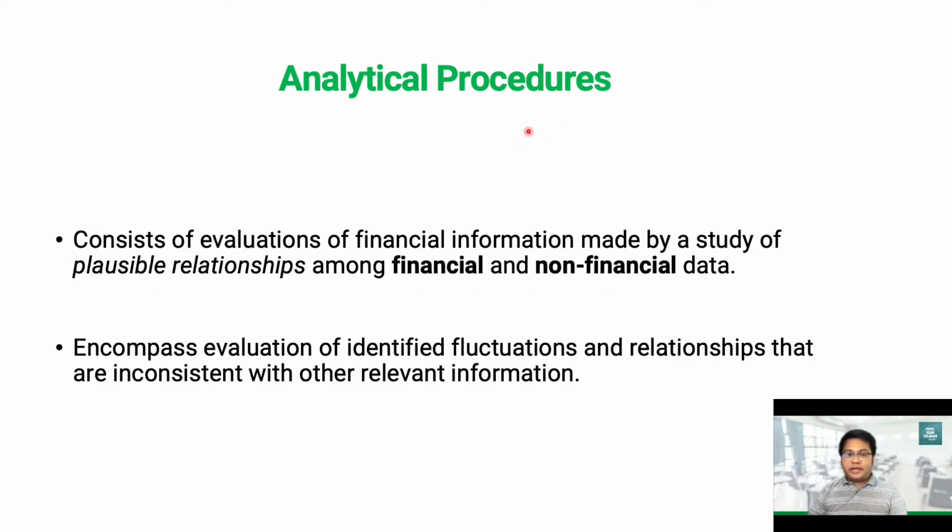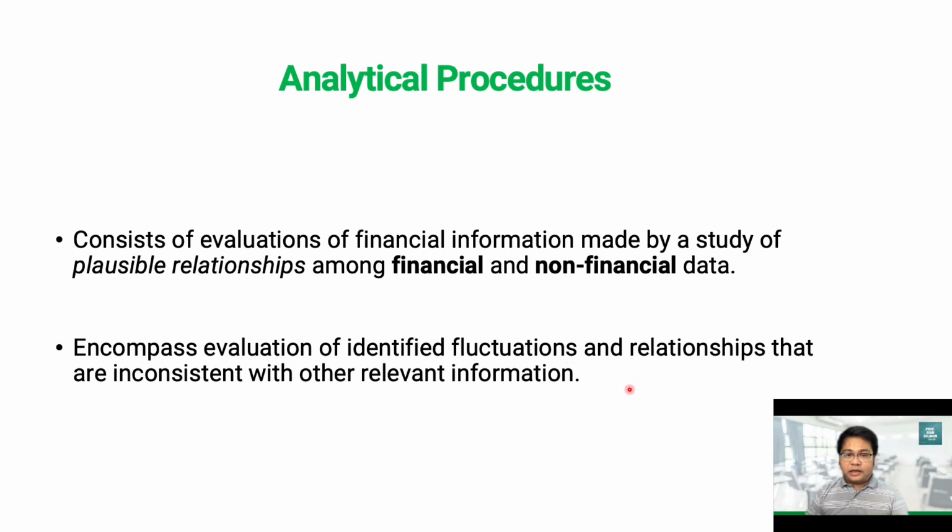Another type of audit evidence would be analytical procedures. Analytical procedures consist of evaluation of financial information by studying plausible, or another equivalent term, predictable relationships among different items, whether financial or non-financial in nature. Examples of analytical procedures include evaluation of identified fluctuations. For example, we compare the information this year and last year, so we get the change or difference on that item, and we evaluate those that have significant differences or fluctuations.